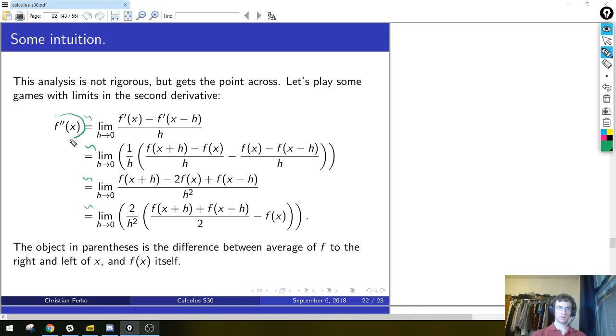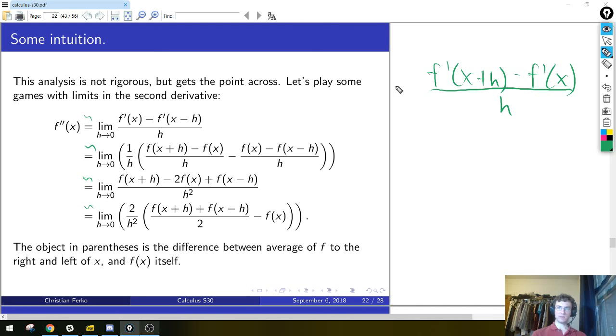So here's the game. Take the second derivative. The definition of any derivative is the difference quotient. So it's the limit as h goes to 0 of the first derivative, f prime of x, minus f prime of x minus h, over h. You could say, why didn't you use the usual definition we've used before, which would have been f prime of x plus h minus f prime of x over h?